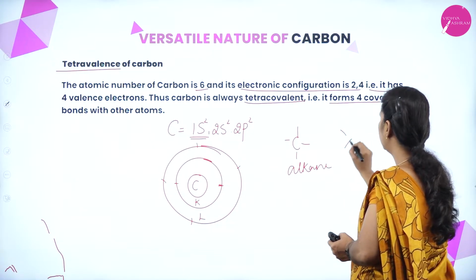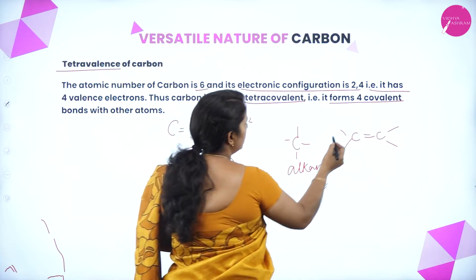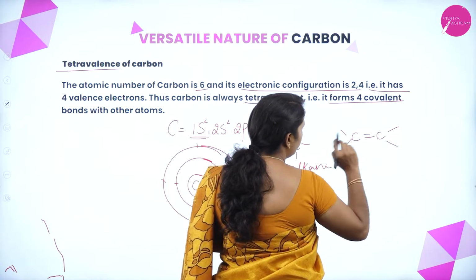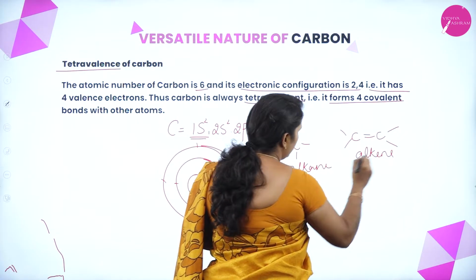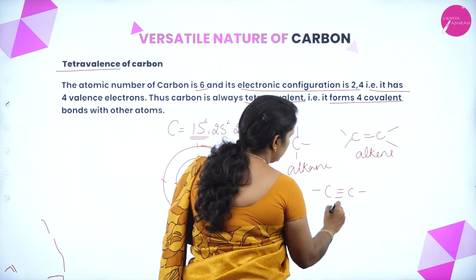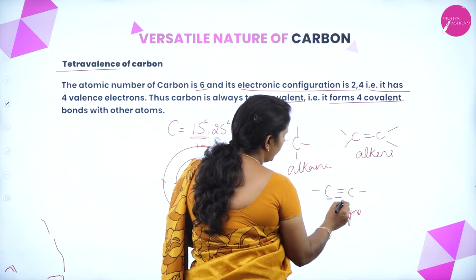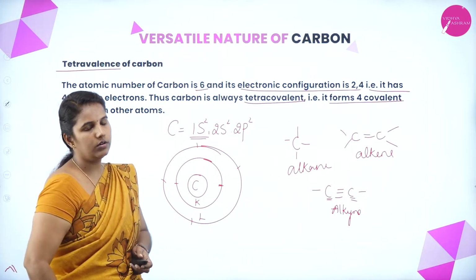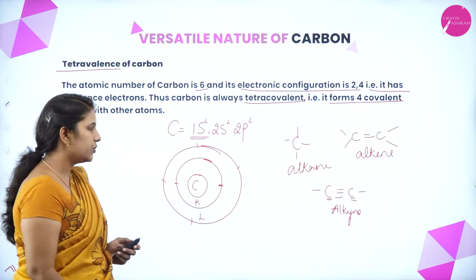Okay. I will write one more example. This is a carbon atom which is forming 4 bonds, and this is one more carbon atom having 4 covalent bonds. This is an alkene. Similarly, you can write it with the alkynes also. Okay, you can see that this carbon atom and this carbon atom have 4 valence electrons, or 4 valence bonds. Hope you all understood the tetravalency nature of the carbon.